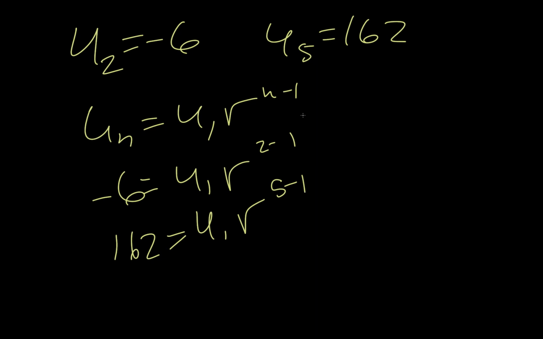Alright, so we'll simplify just a little bit. So this becomes negative 6 equals u_1 r to the 1. Let's write it. And then 162 equals u_1 r to the 4.